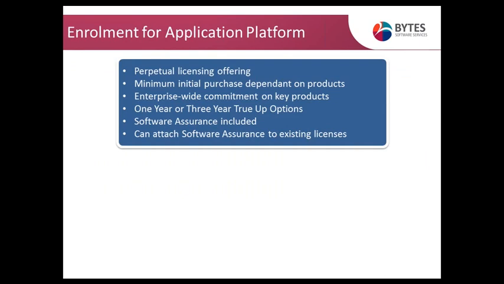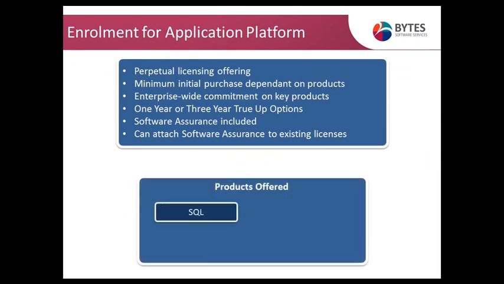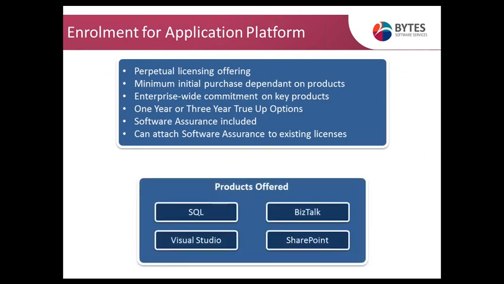The second type of server-based license agreement is the Enrollment for Application Platform. This is only available as a perpetual license offering, and the minimum initial purchase level is dependent on the products that you select through it. And I'm going to go into those on the next slide. It's an enterprise-wide commitment on key products, and those products are SQL, BizTalk, Visual Studio, and SharePoint. So you need to look at all licenses that are being run within your organization and then license those through the Enrollment for Application Platform.